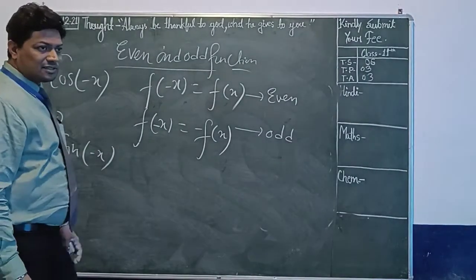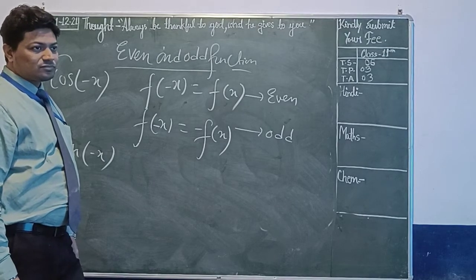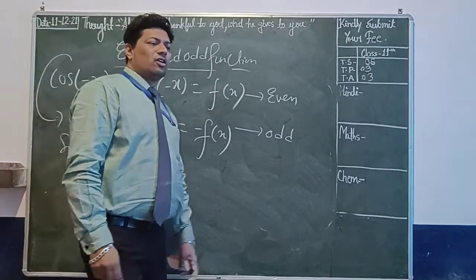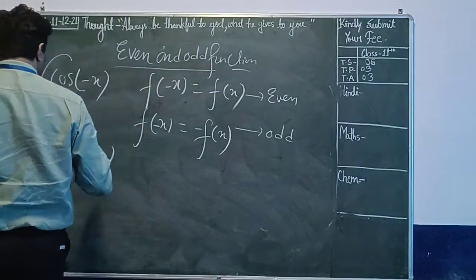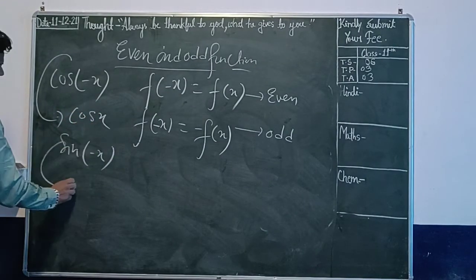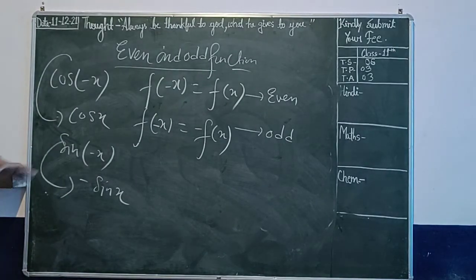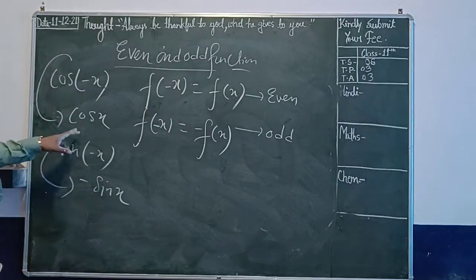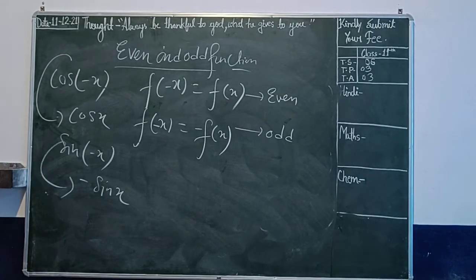What was the cos of minus x? I told you yesterday. Cos of minus x was cos x, and sine of minus x was minus sine x. Is it clear? So according to that, which one is an odd function and which one is an even function? Tell me.